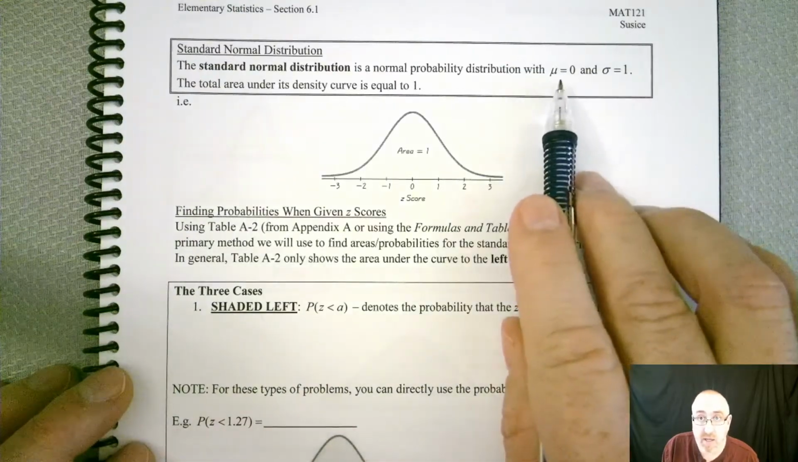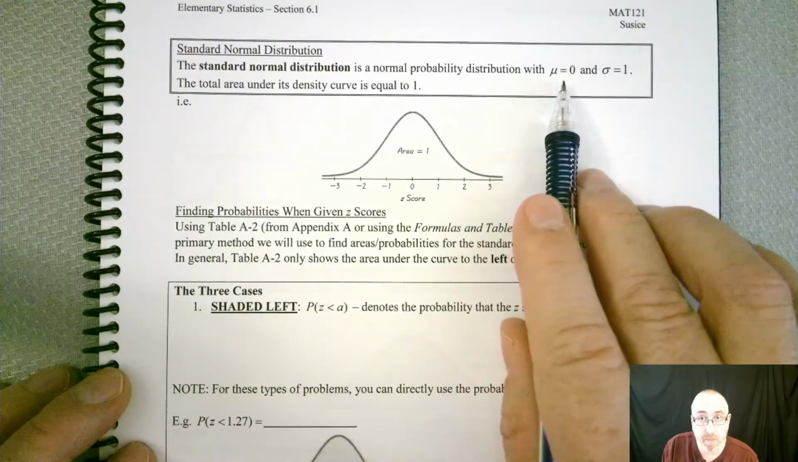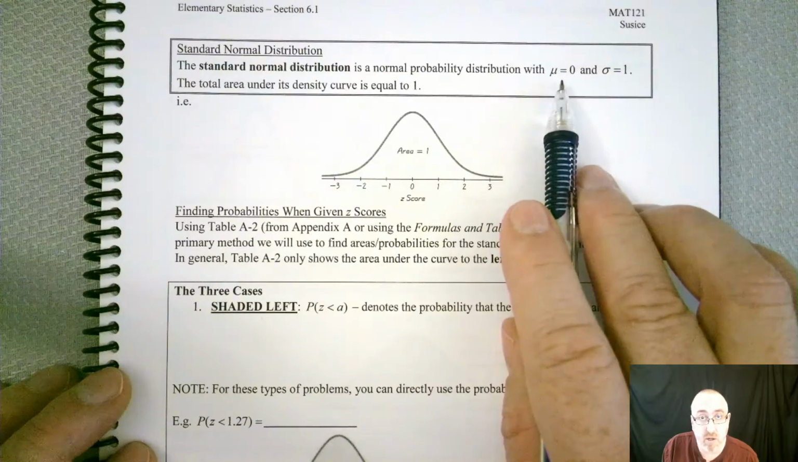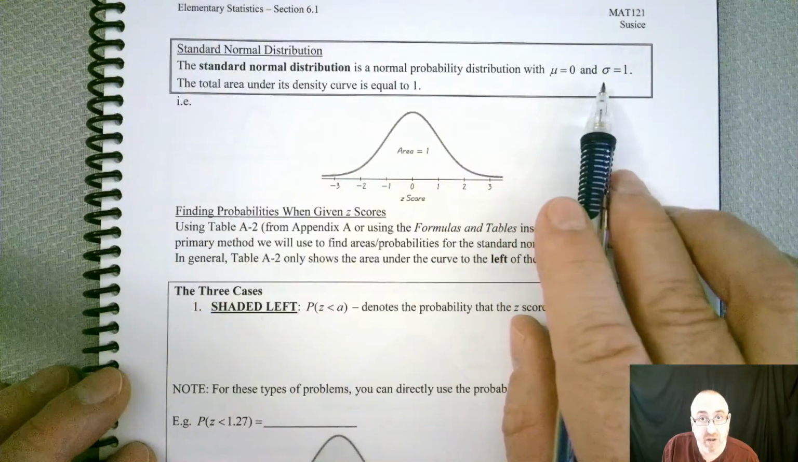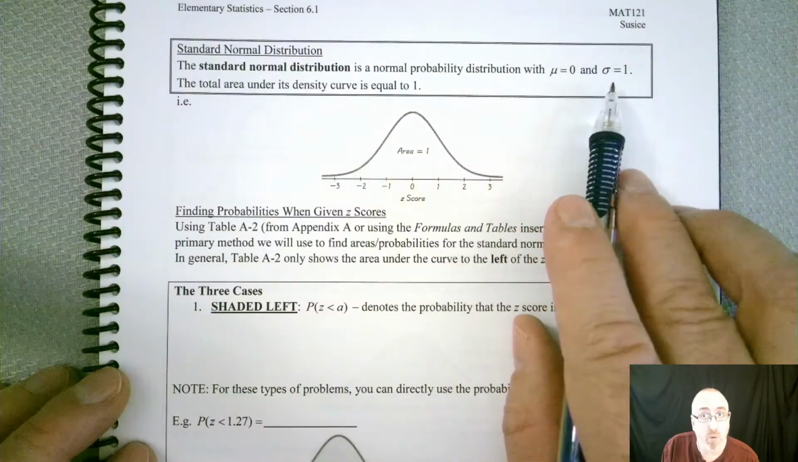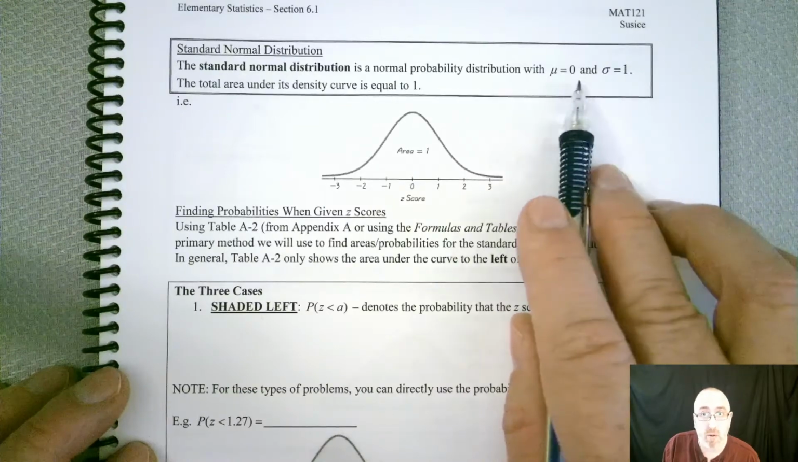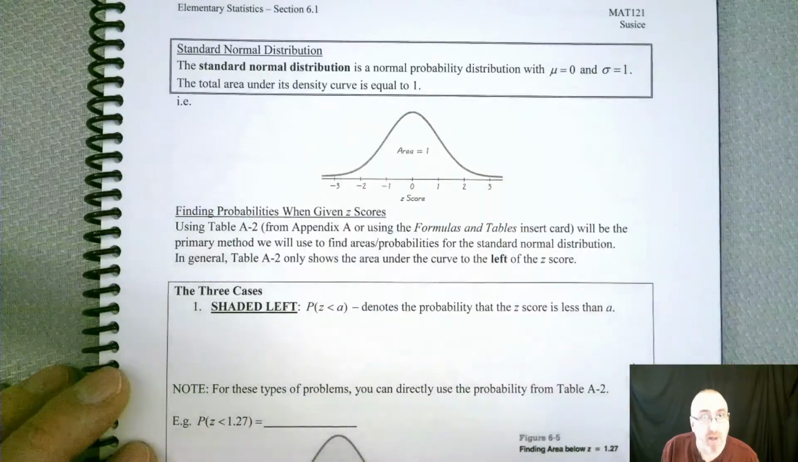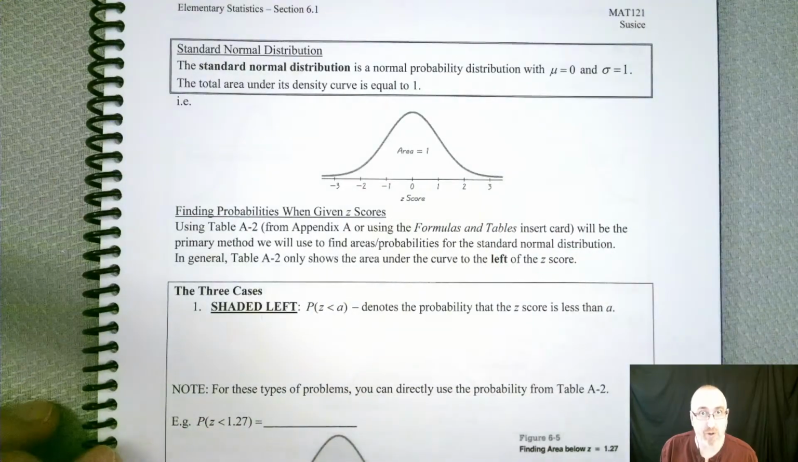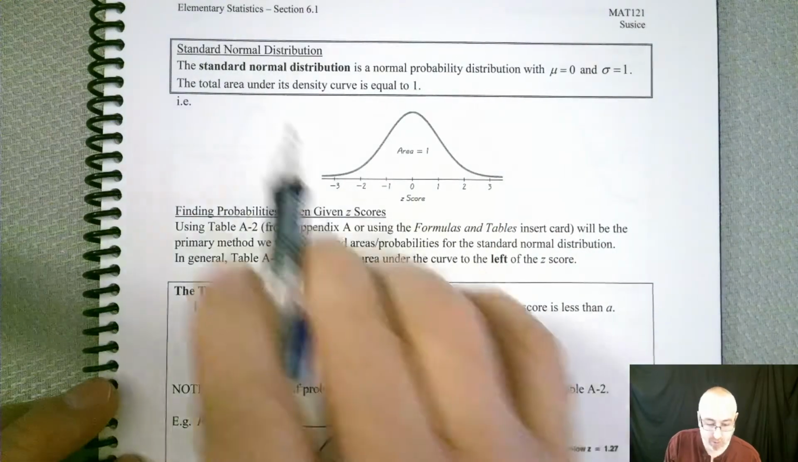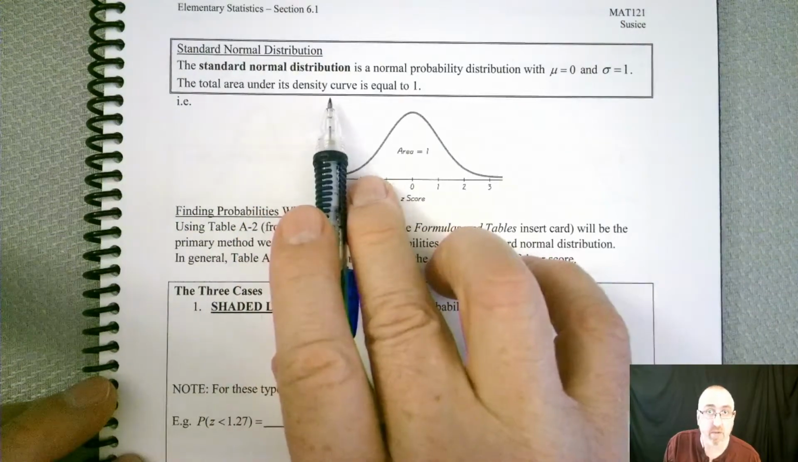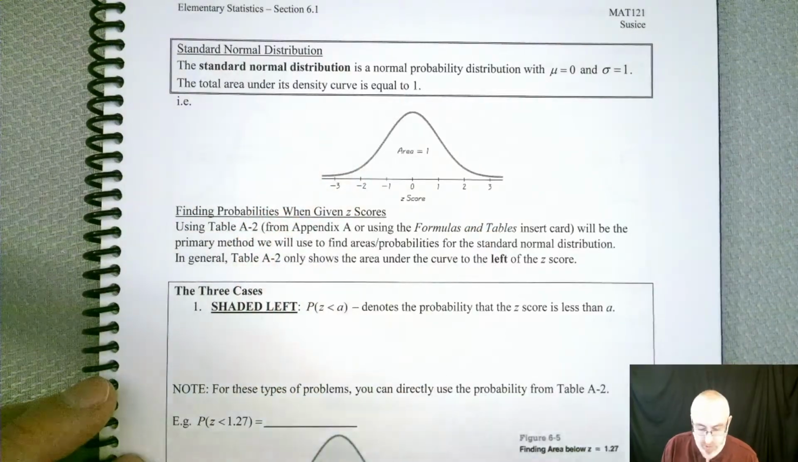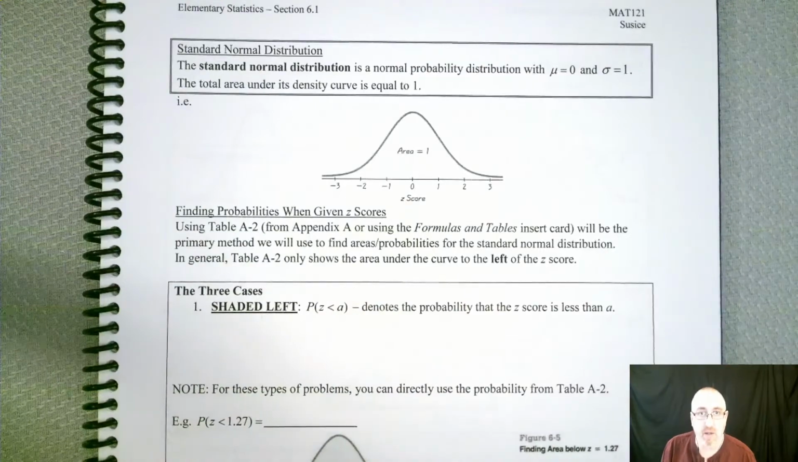The first piece is that the mean is going to have to be 0. If the mean is 0, that's a good part of it, but then the standard deviation is also going to have to equal 1. So when those two conditions are going on, and of course it's bell-shaped, then it's considered a standard normal distribution. And we know that the area under the density curve is equal to 1. So we would have something that looks like this.